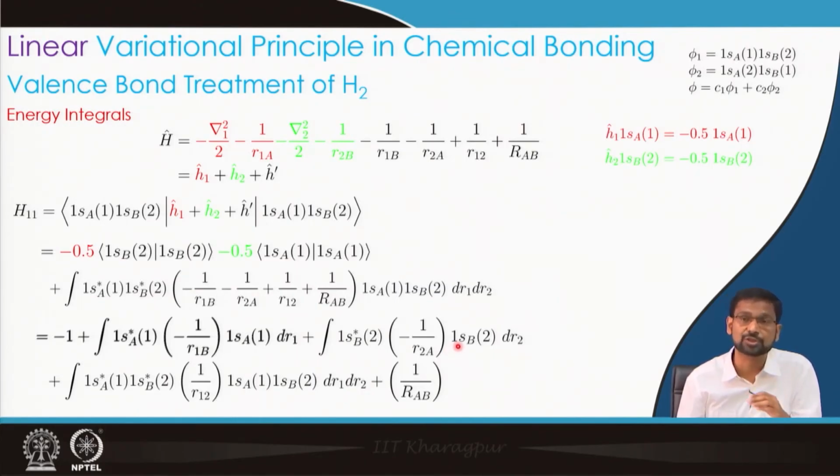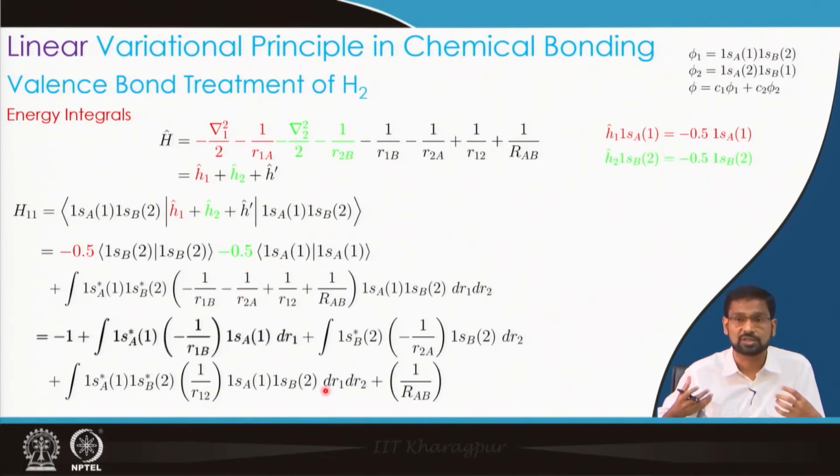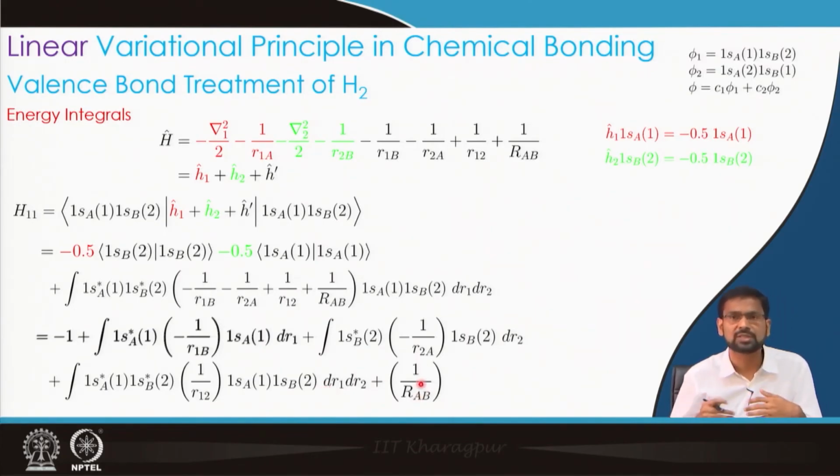So, this is a manifestation of the chemical bonding, so to speak. The next term that we see can be expressed as the charge cloud of electron 1 and the charge cloud of electron 2, the charge density of electron 1 and its interaction with the charge density of electron number 2, the Coulombic interaction between these two charge density distributions. And the last term is 1 over R_AB, which is again a Coulombic interaction between nucleus A and nucleus B.